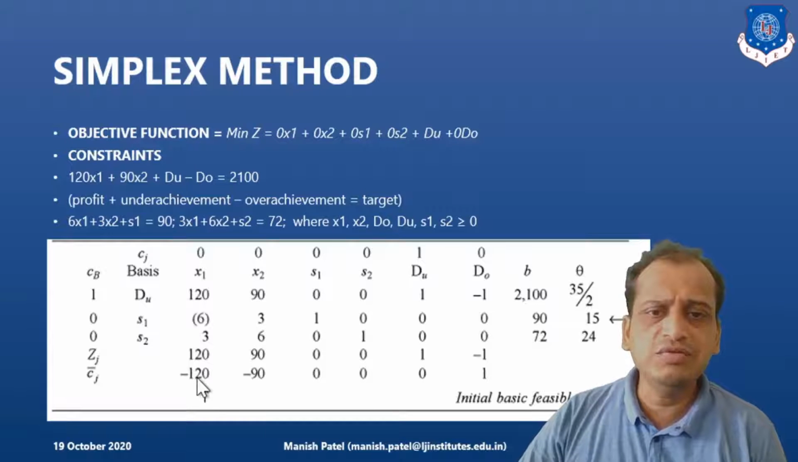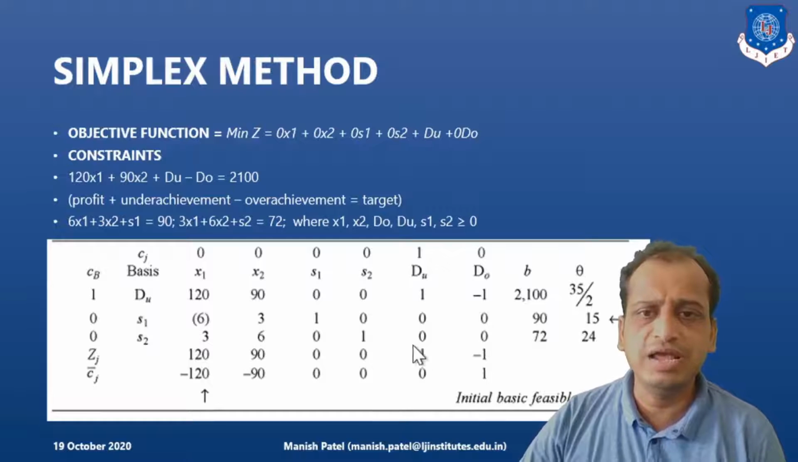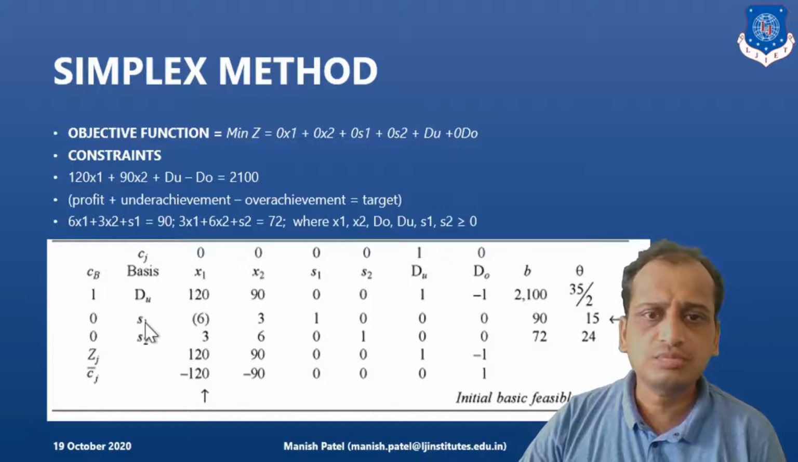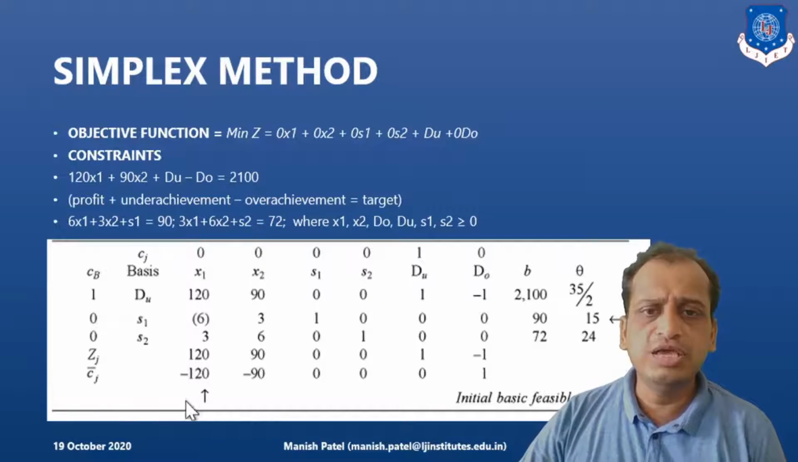So for the maximum negative, here is minus 120. Since this is a problem of minimization, we will look for the maximum negative in Cj minus Zj. So how do we calculate? First of all, let's calculate Zj. Zj is nothing but 120 into 1 plus 6 into 0 plus 3 into 0, that is 120. 90 into 1 plus 3 into 0 plus 6 into 0, it is 90, and likewise. Here du is the basic variable and s1, s2 are the slack variables. So minus 120 is our key column, or the pivot column here.